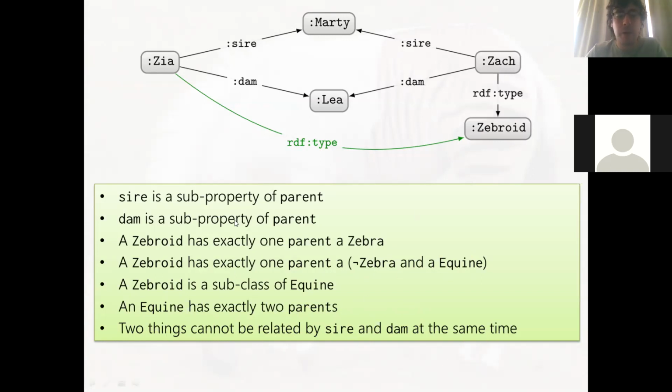So we can define all of these in order to set up the inference that Zia is a zebroid. This is a rather complex example, but it gives an idea of the power of OWL. Without OWL, we wouldn't be able to define half of the stuff we would need to derive such an inference.